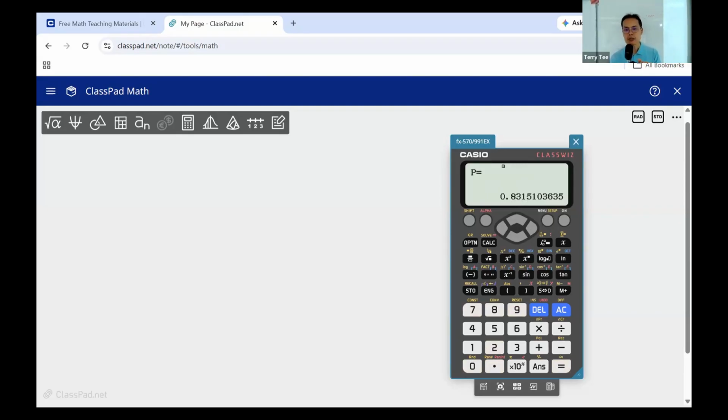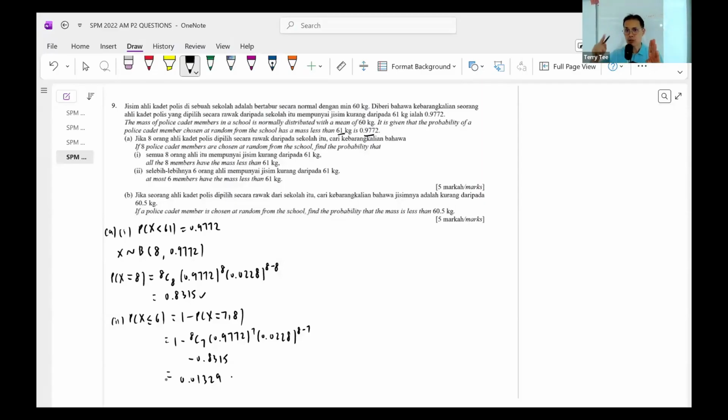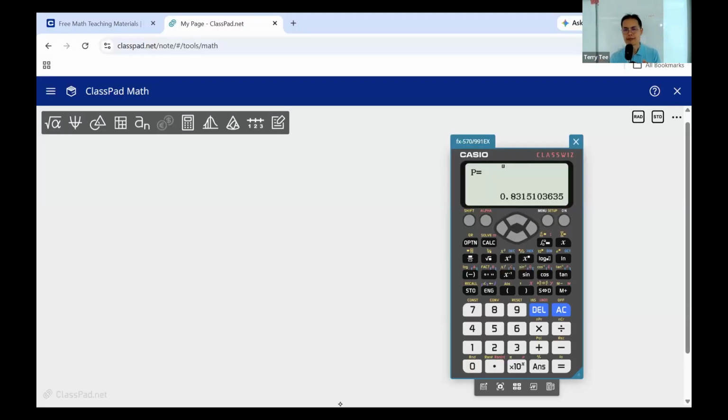Now for part B, because you're finding at most 6. So at most 6 means 0, 1, 2, 3, 4, 5, 6. This calculator has a function called cumulative distribution function. You press menu, go to 7. But instead of using binomial PD, we move down. We press 1 for binomial CD. You go to 2 for variable. Now we are counting from 0 to 6. So my x value, I put 6. The rest is the same. N is still 8. P is still 0.9772. Guys, I got 0.01328.